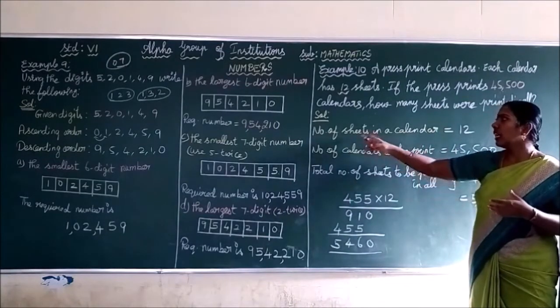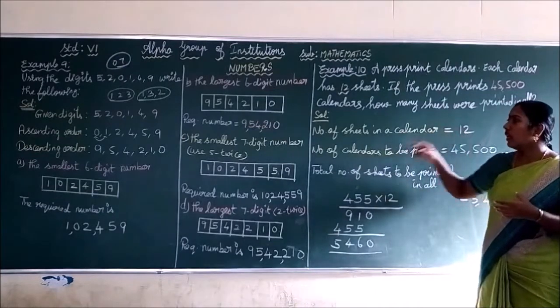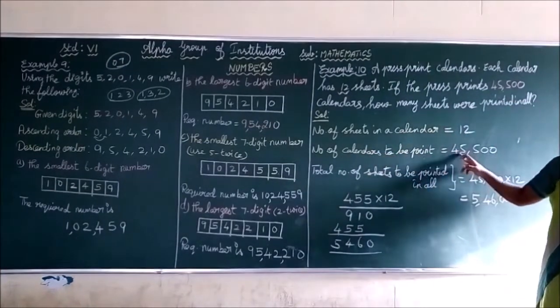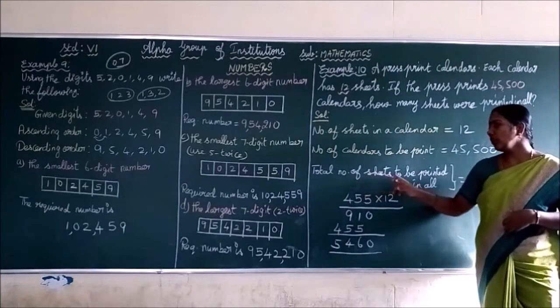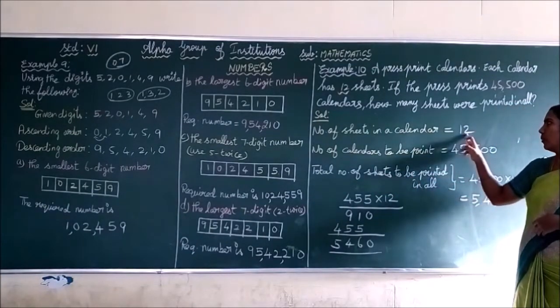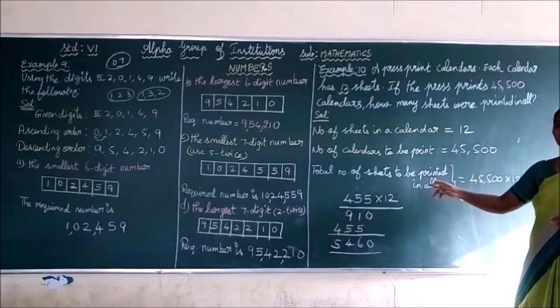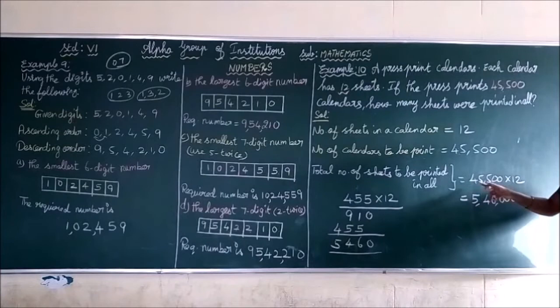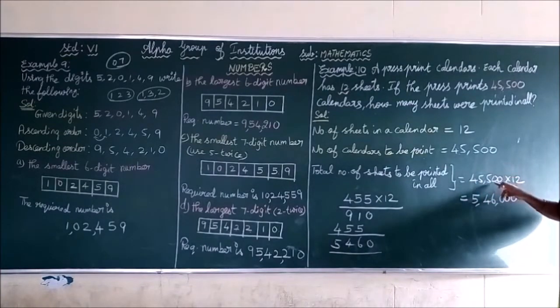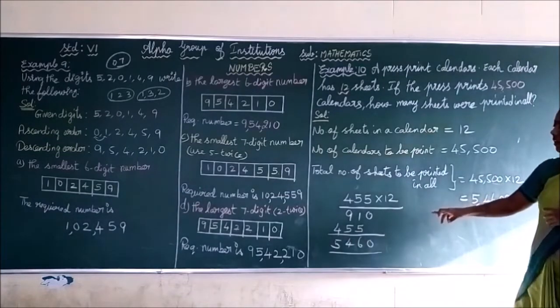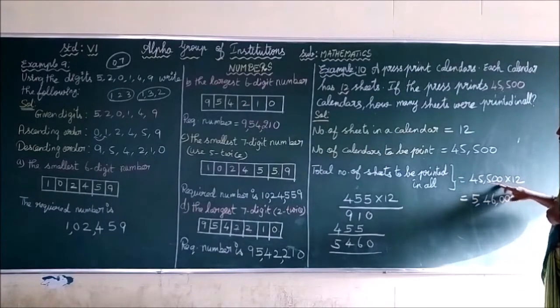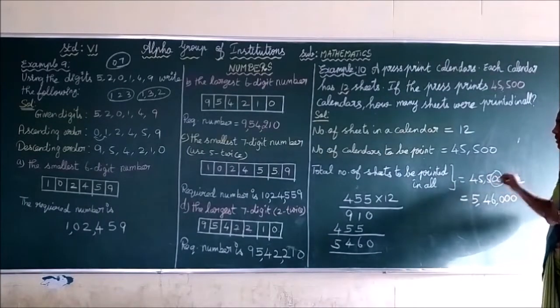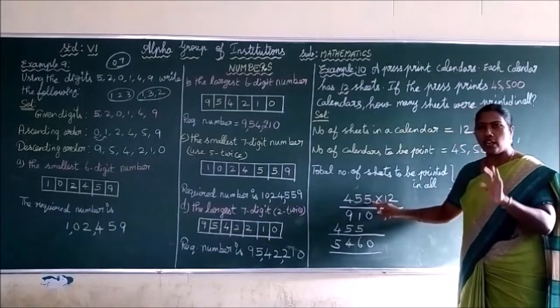Yes, multiplication. The number of sheets in a calendar is 12. The number of calendars to be printed is 45,500. So the total number of sheets to be printed in all means we have to multiply 12 with this number. In your book, children, the multiplication is given by multiplying the 2 with 0 first and then the next 0, and then the 5, and then 5, and then 4. While in the multiplication process, if the last digit of the given number is 0, you need not multiply the 0. See here children, you have to forget the 0 first. Forget these 2 zeros now. Don't use the 2 zeros in the multiplication. Write 455 alone into 12.